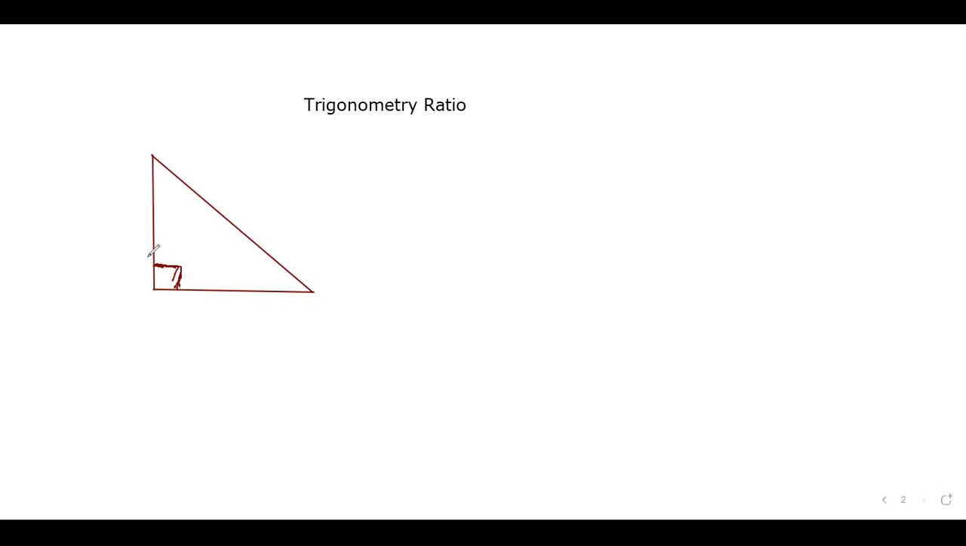Okay, when you look at the diagram I've drawn, what type of triangle is this? What type of triangle do you see here? Can somebody hear me? What type of triangle is this? A rectangle? Somebody is talking, but I can't hear anything.